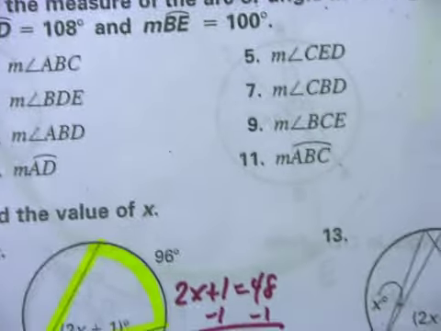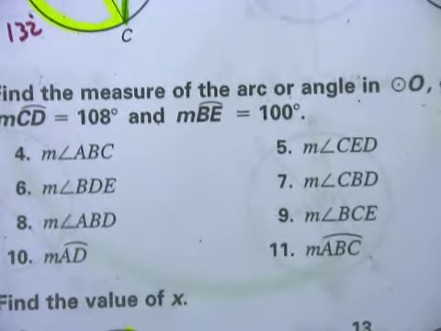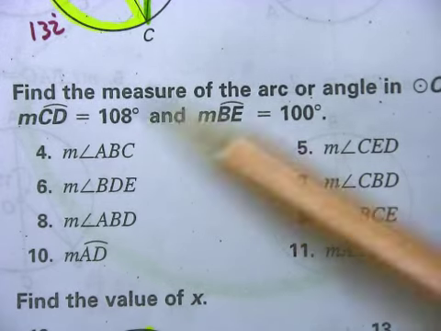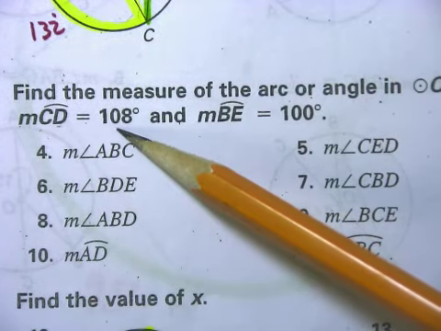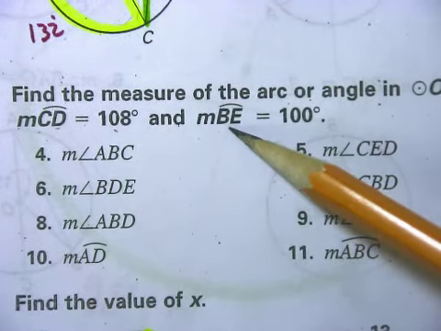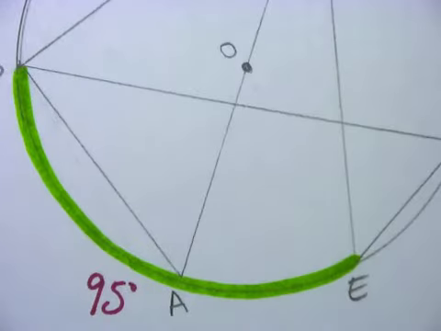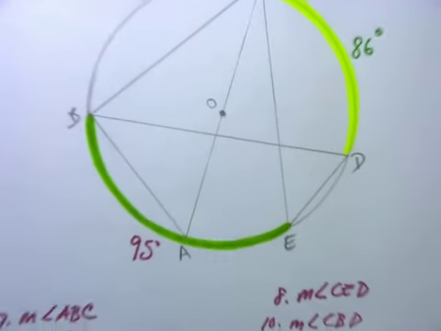Let's move on to questions number 4 through 11. The first thing they tell us is that arc CD is 108 degrees and that the measure of arc BE is 100.